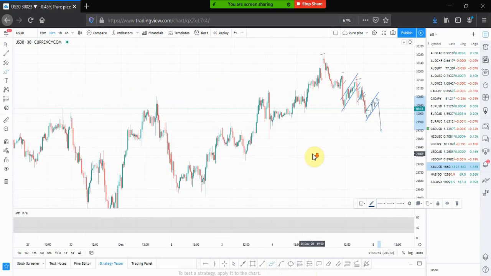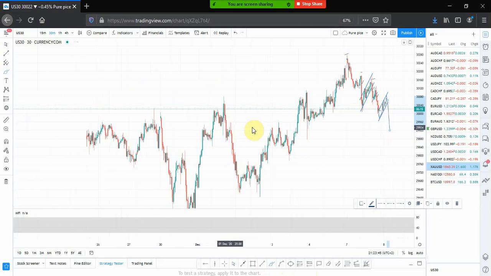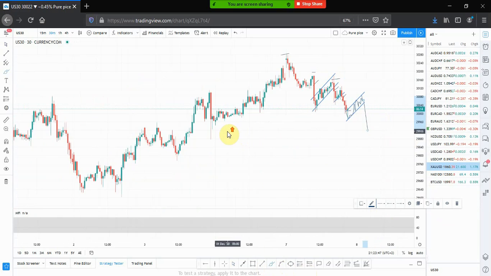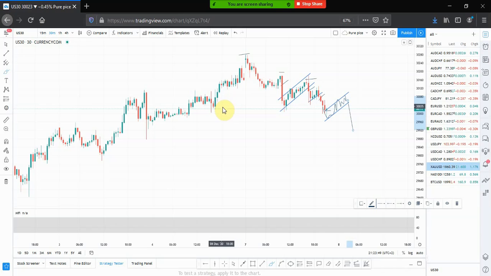So that's it for this pair or for this instrument. So let us check another one.